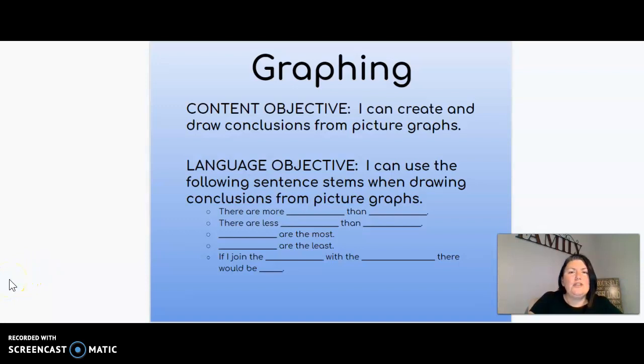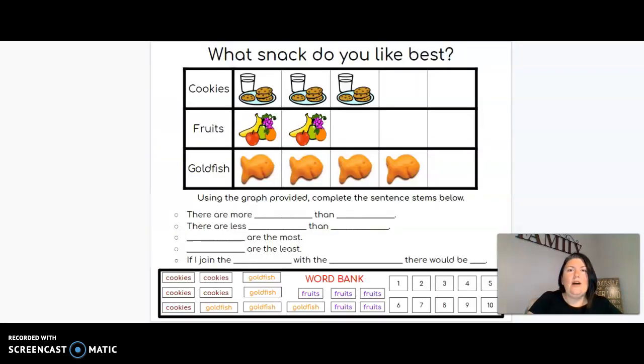Now, if you look at those sentence stems, there are a lot of blanks there. It's our job to fill those in correctly. But in order for us to do that, we have to have a graph to help us. Let's look and see what we've created so far. Now, on this example, our focus is going to be on what snack do you like best?